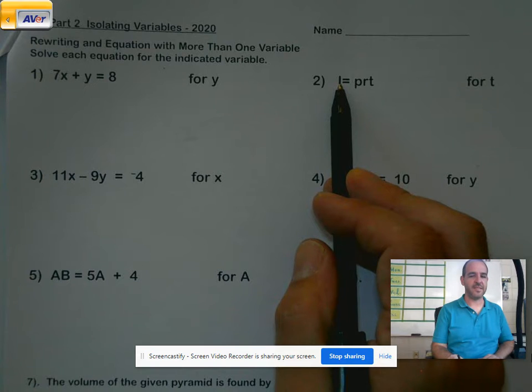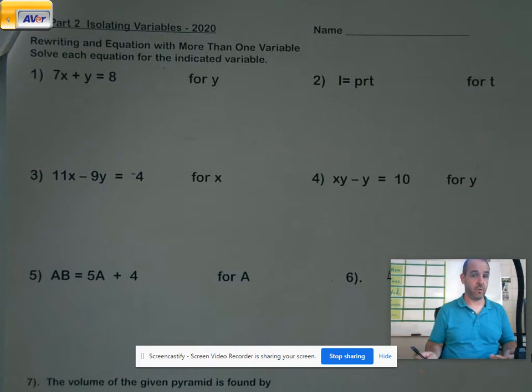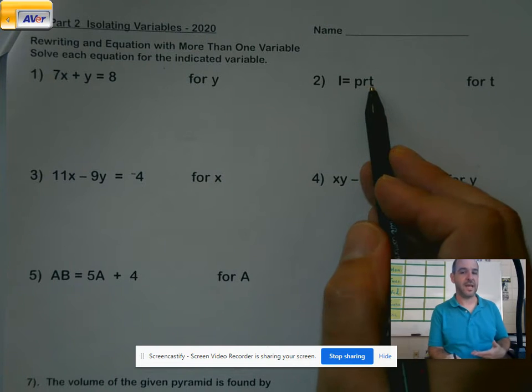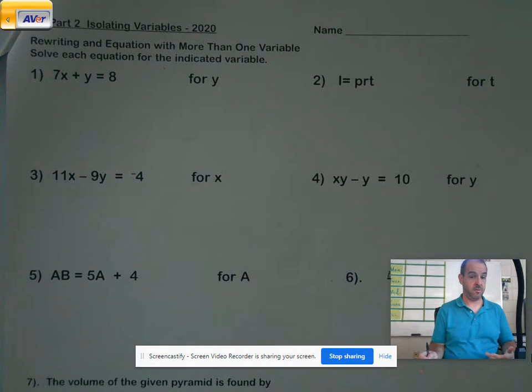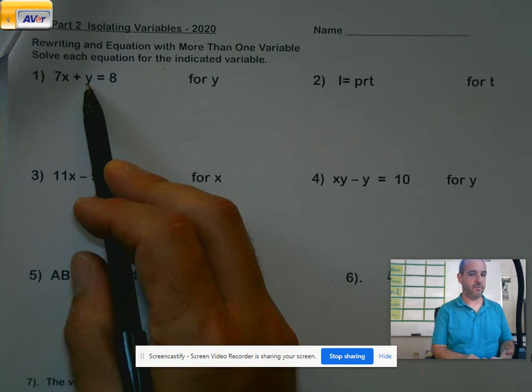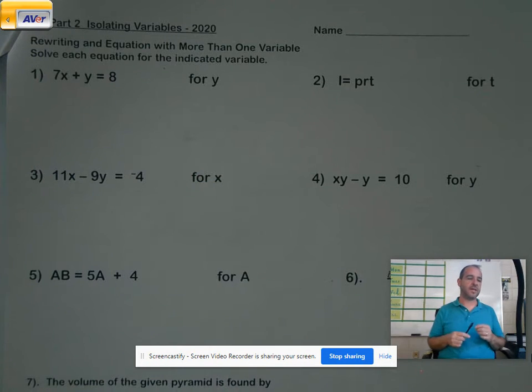For instance, here, you may have seen this one before. I equals PRT is the interest formula. Well, what if I need to find out not what the interest is going to be, but what rate I'm going to be receiving? Or how much time does it take for me to earn as much interest as I would like? Or when we're graphing, if I want something in slope-intercept form where I want y by itself. So there are situations where it really is going to make a difference when we're trying to isolate. But the good thing is we use all the same rules that we do when we're solving equations. It's just now we're going to end up with variables on both sides. So let's jump in and give this a shot.